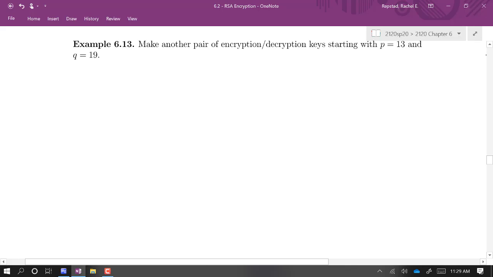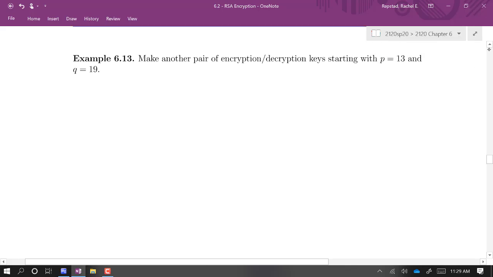Okay. Let's do another one. Let's say, again, this is unrealistically small, but let's say we're going to make a pair of decryption keys starting with P is 13 and Q is 19. So for the encryption, first N is P times Q, which is 13 times 19, which is 247.